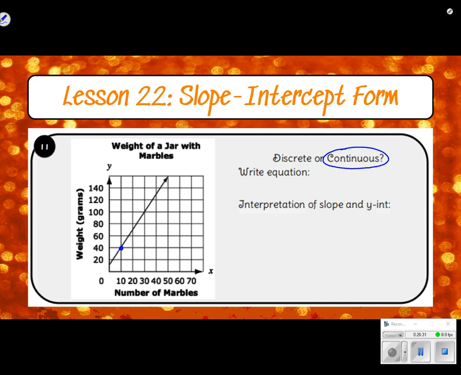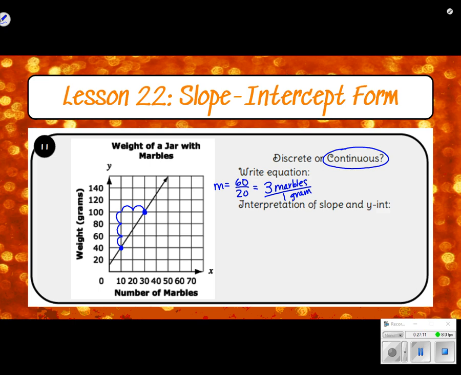All right, so I'm going to pick some good points, like a point here, and this looks like a good point right here. And so what I'm going to do is count rise over run. 20, 40, 60, and then I'm going to count run, go to the right, 10, 20. So 60 divided by 20 is 3. There is a slope of 3. And what that means is 3 marbles for every 1 gram of weight.